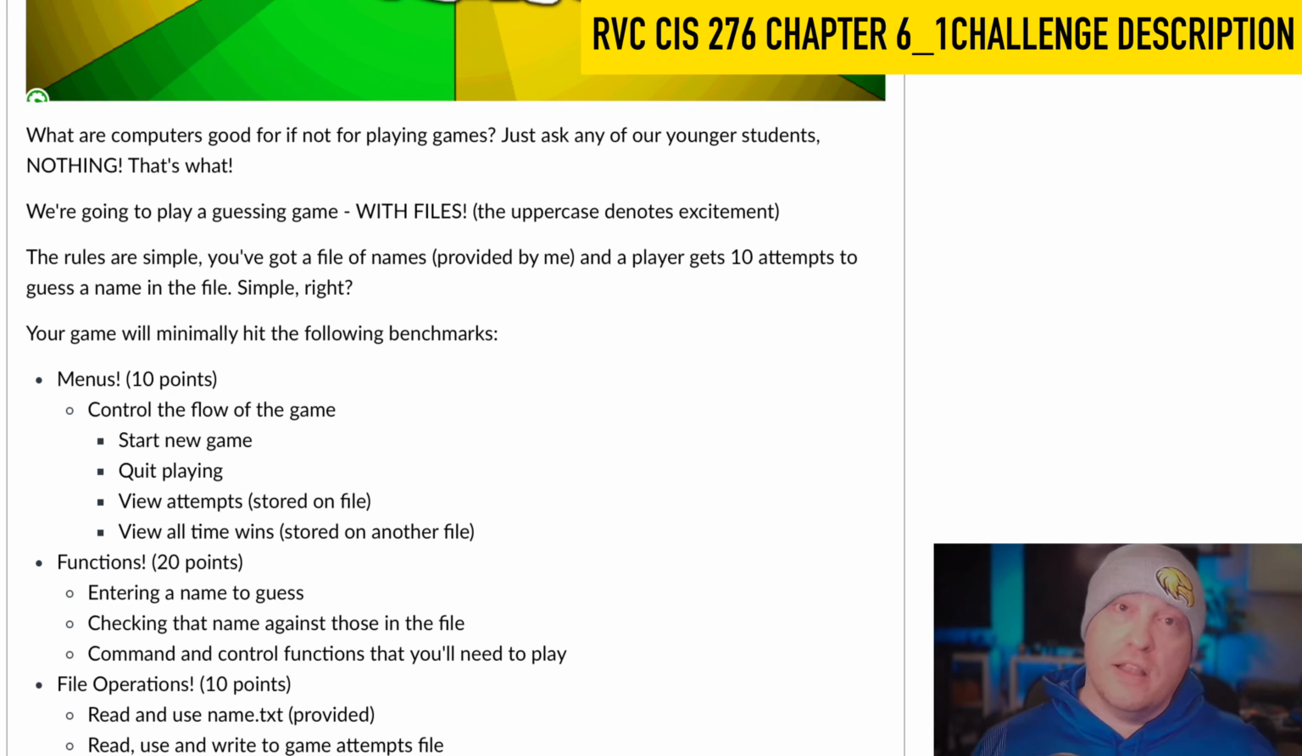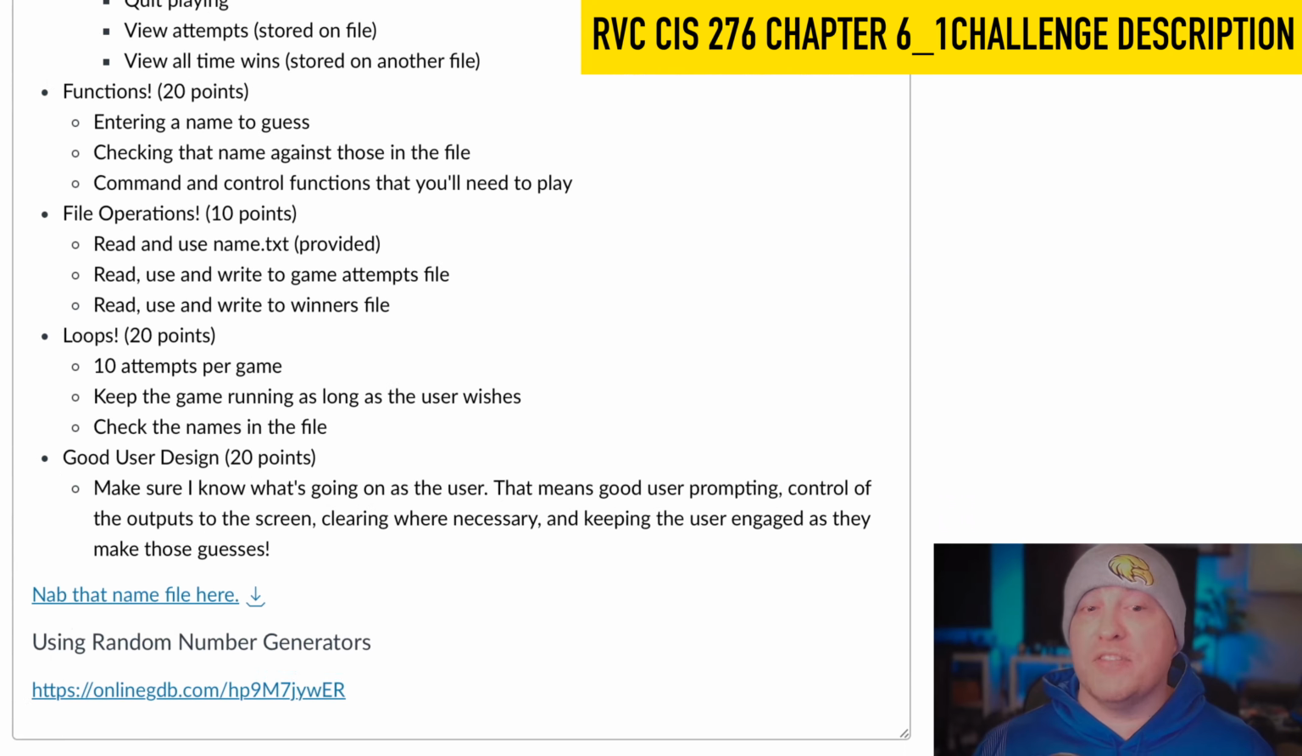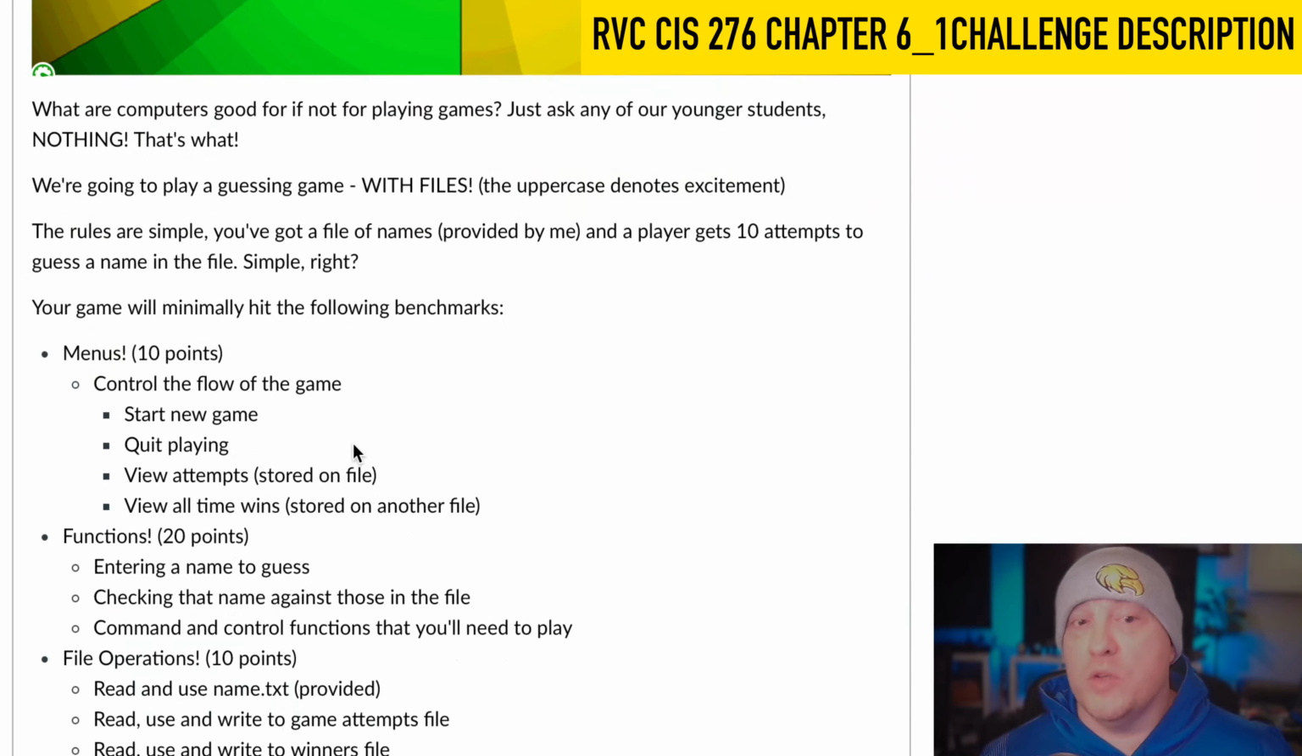So the names from which you guess, if you do not want to make your own file for this, you do not have to. You can nab the file of names here. Remember, you can just drag it over or click the upload button for online GDB and boom, you've got those names in there. You can also do this the hard way, which is open the names file, copy them, create a new file in online GDB, call it names.txt, and paste the names into there. Either one of those will get done what you need to get done.